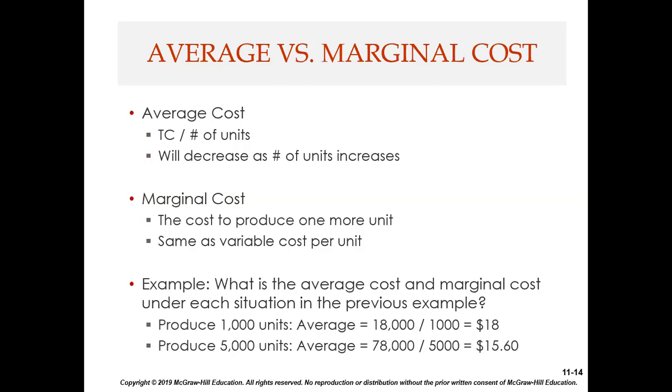What is the average cost and marginal cost for those scenarios we just looked at? Well, when you produce 1,000 units, the total cost was $18,000. Divide that by the 1,000 units and you get $18 per unit total cost. For 5,000 units, $78,000 was the total cost. Now it's decreased to $15.60. So you can see how that average cost has decreased. The marginal cost per unit is still $15. That's the variable cost per unit.